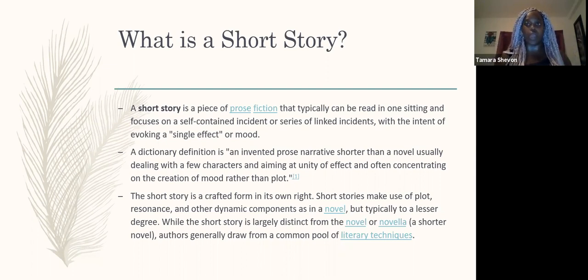or mood, okay? The dictionary definition is an invented prose narrative shorter than a novel, usually dealing with a few characters and aiming at unity of effect and often concentrating on the creation of mood rather than the plot. So it's all about how you feel in a short story, not so much what the plot is. Obviously the plot's very important, but it evokes some sort of emotion out of you when you read a short story. The short story is a crafted form in its own right.